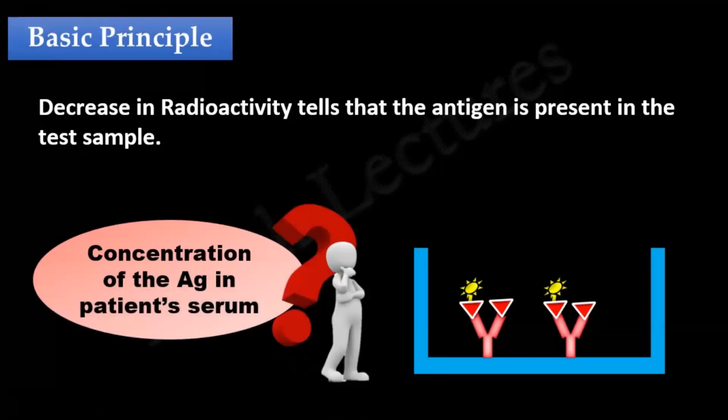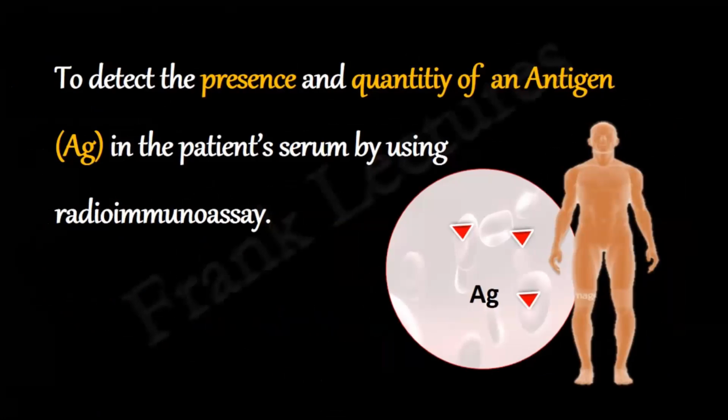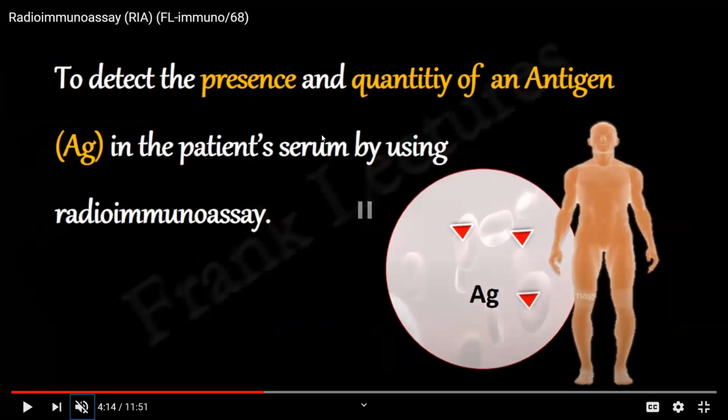Now, what we next need to do is find the concentration of the antigen in the patient's serum. How much antigen is present in the serum? We have found out whether that antigen is present or not. That we got to know. Now we need to find out what the amount is. So, to detect the presence and quantity of an antigen in the patient's serum by using radioimmunoassay.